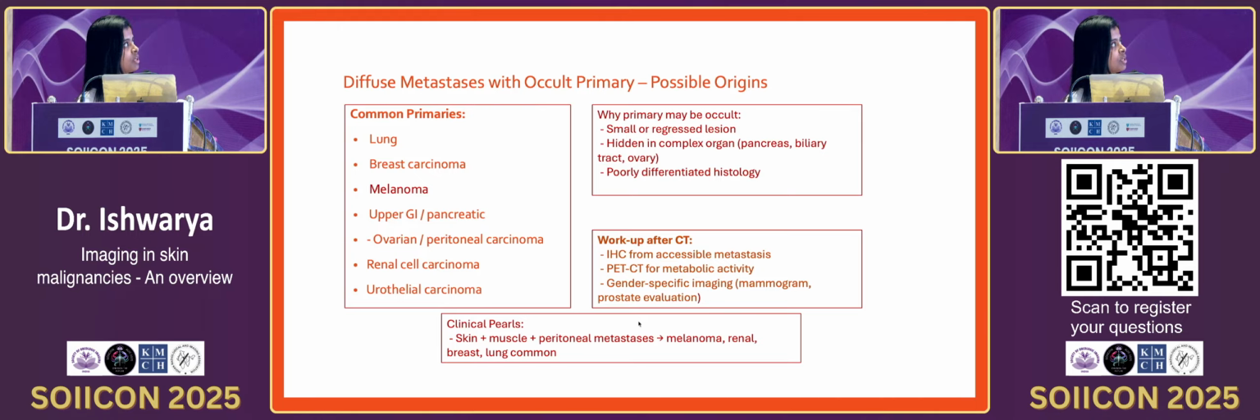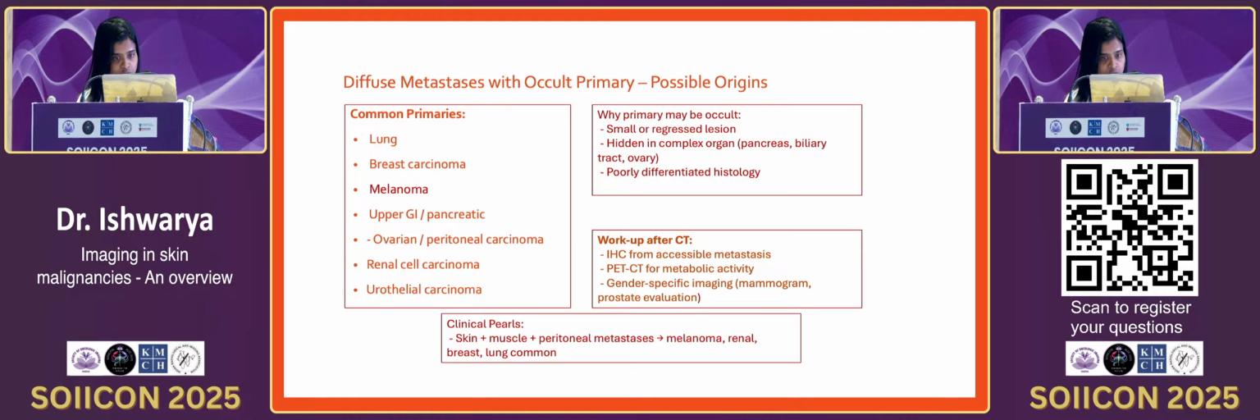So the common primaries that you look for are lung, breast, and here in this case it was melanoma. Other sites are upper GI, pancreatic, ovarian, primary peritoneal, renal, and urothelial. So why are these primaries occult? Sometimes they are very small or regressed lesions, which is very common in melanoma, where the body's immune reaction causes regression of the primary lesion, and you only find the metastatic lesions.